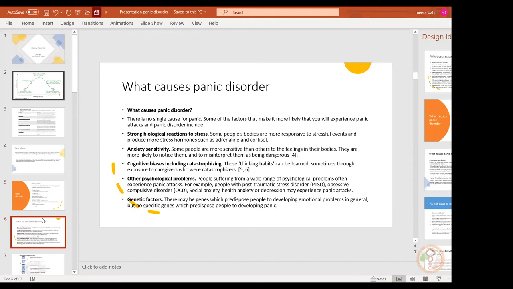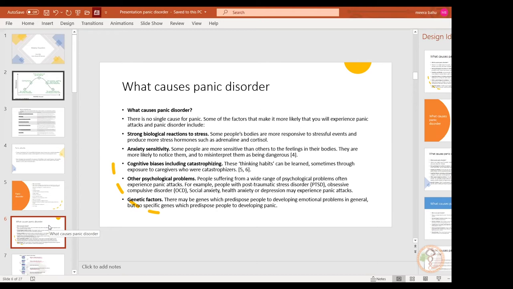Okay, great. So what causes panic disorder? There is no single cause for panic. Some of the factors that make it more likely that you will experience panic attacks and panic disorder could include strong biological reactions to stress, anxiety sensitivity, cognitive biases, including catastrophizing. For example, thinking habits can be learned. Sometimes there is exposure to caregivers who were catastrophic. For example, let's say mothers might be saying certain things, avoid this, and they get frightened or have a panic attack looking at something. So that can help others to learn. When they say help others to learn, it's a particular learning process, actually, everything is. And they learn to panic.